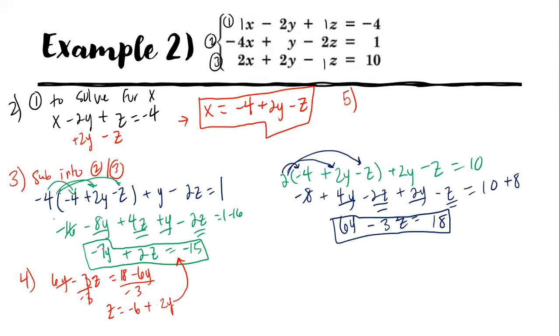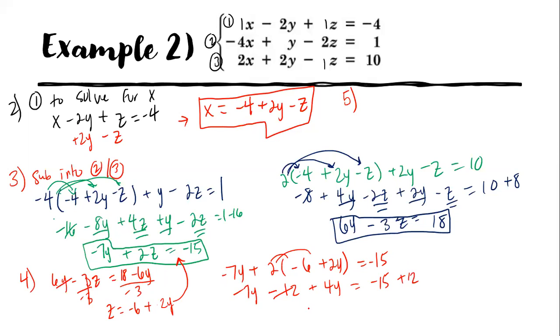So I'm going to plug this in to there. So we have -7y plus 2 times -6 plus 2y equals -15. Combine, distribute, and combine like terms. We have -7y minus 12 plus 4y equals -15. I'm going to add 12 to both sides. And I'm going to get -3y equals -3. So we end up with y equals 1. So we now know what y is.